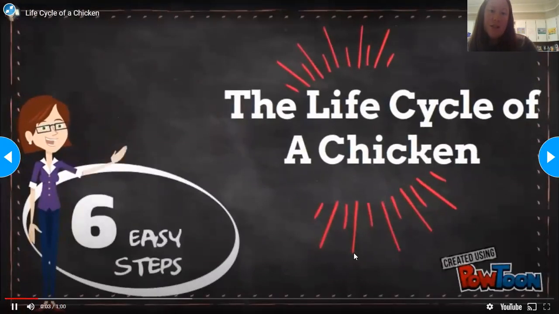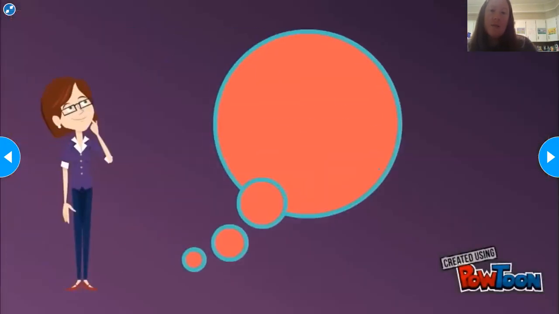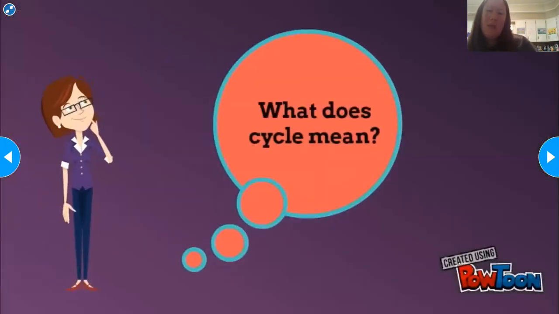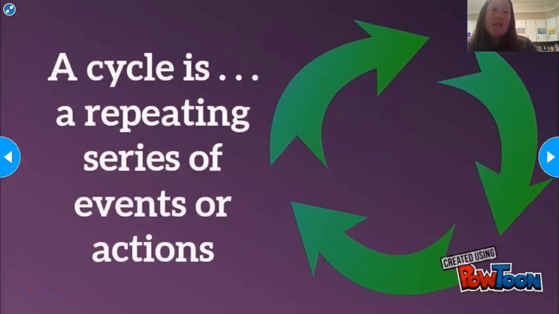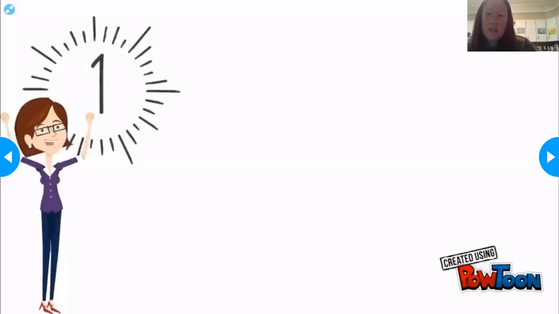The life cycle of a chicken. There are 6 easy steps. But first, what does cycle mean? What do we mean when we say life cycle? Think quick. A cycle is a repeating series of events or actions.